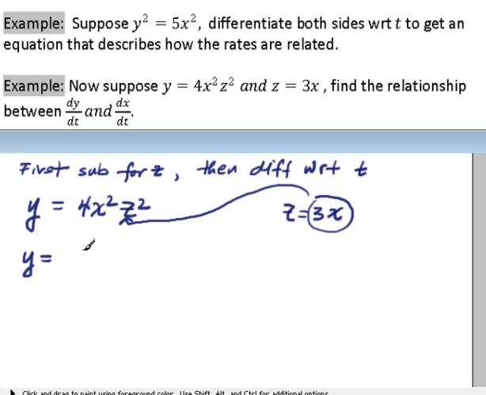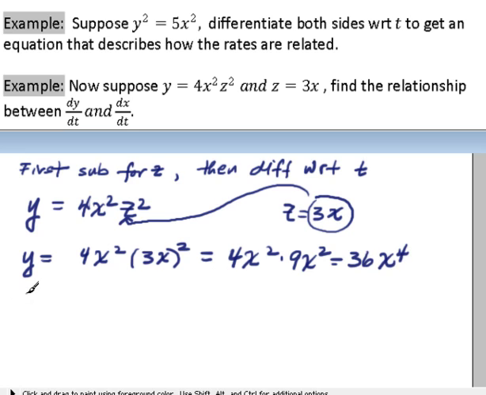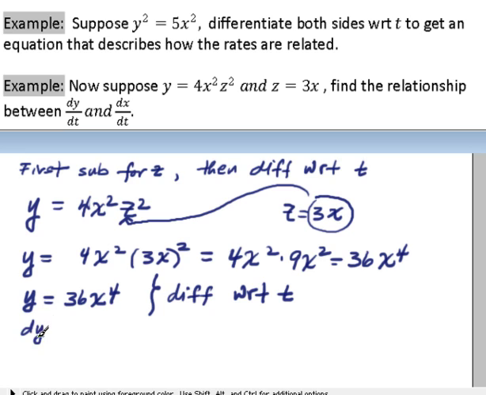So here's the substituting. y is equal to 4x squared times (3x) squared, which is equal to 4x squared times 9x squared, which is 36x to the fourth. All right, so we have y is equal to 36x to the fourth. So now we have a relationship between y and x, z is removed. And so now we're ready to differentiate with respect to t on both sides. So let's do that. On the left side we have dy/dt is equal to, and here we have 4 times 36.